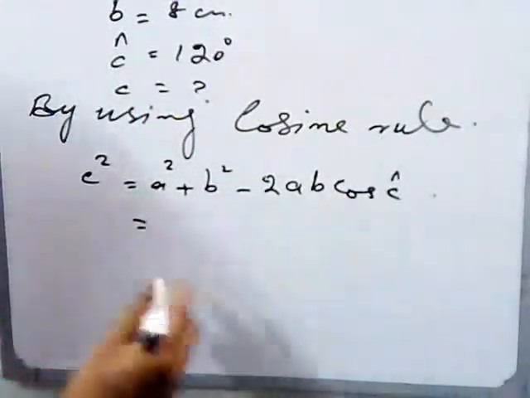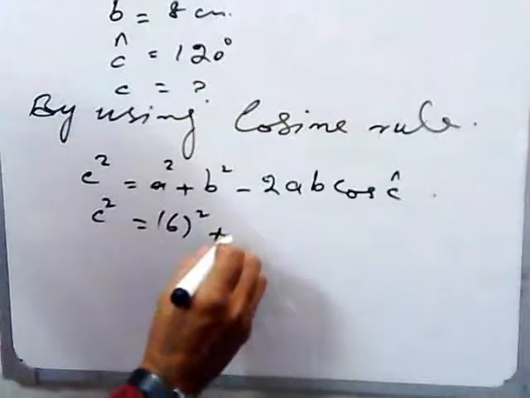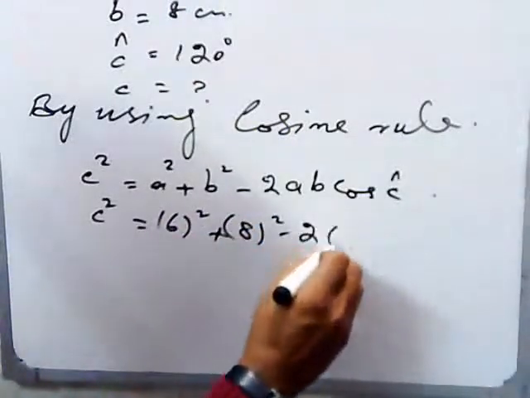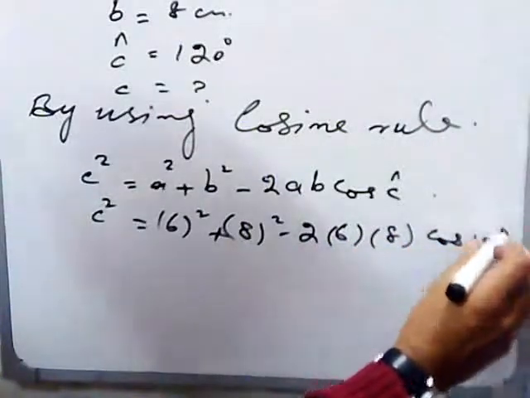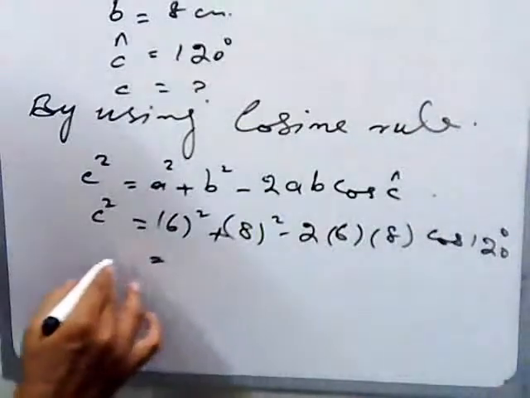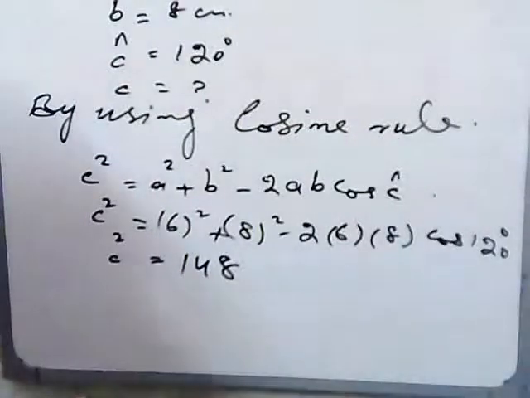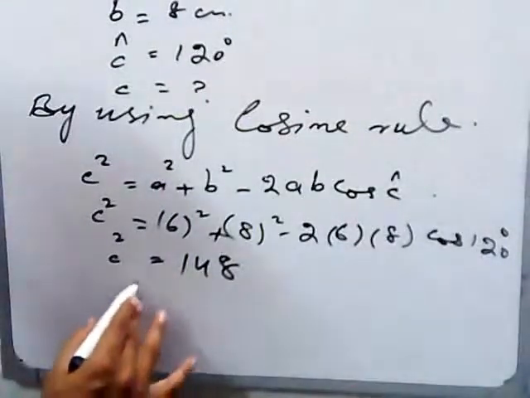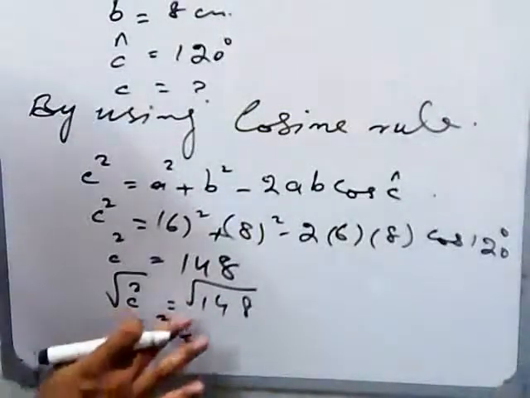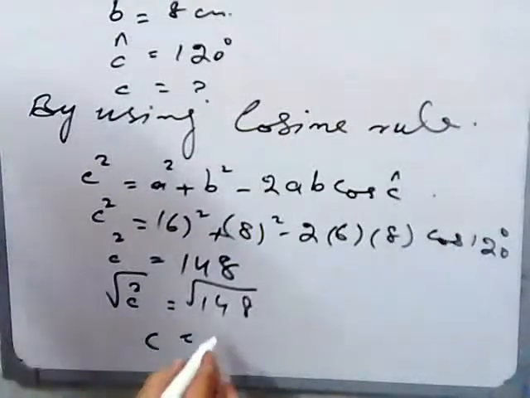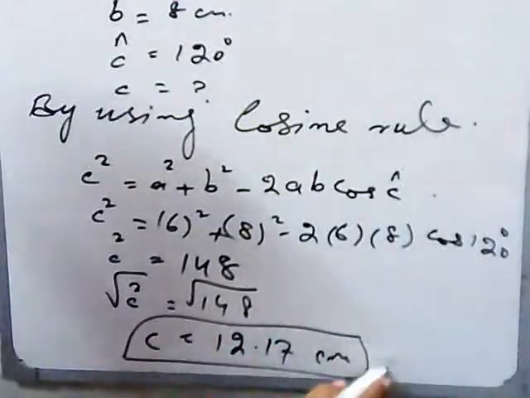So putting the values, you will get 6 square, the value of b is 8, minus 2 times 6 times 8 and cos 120 degrees. After simplification the value of c square is 148, and taking square root of both sides, the square will be cancelled, so the value of c is 12.17 centimeters. So that is your result.